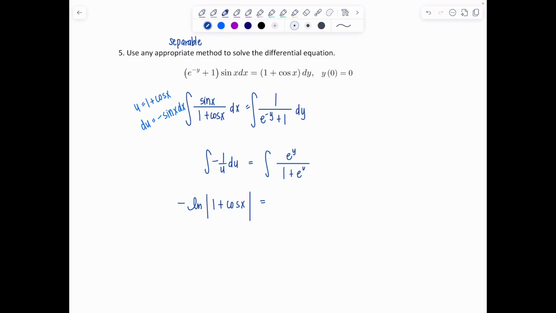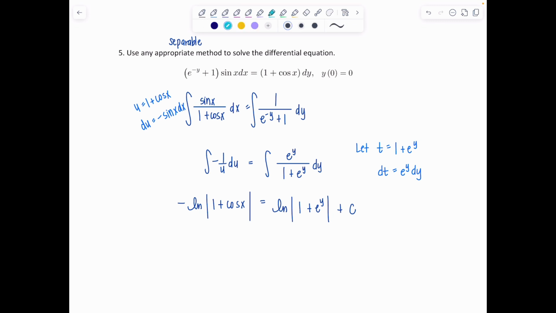1 plus e to the y dy. We can make a substitution as well. Don't use u. You already used it up in the problem. So let's let t equal the denominator, 1 plus e to the y. Then dt is e to the y dy. Beautiful. So then we'll have integral 1 over t dt. So it's just going to be ln absolute value 1 plus e to the y plus c. Okay, you can solve for c now or later. I was just so excited I went for it now.